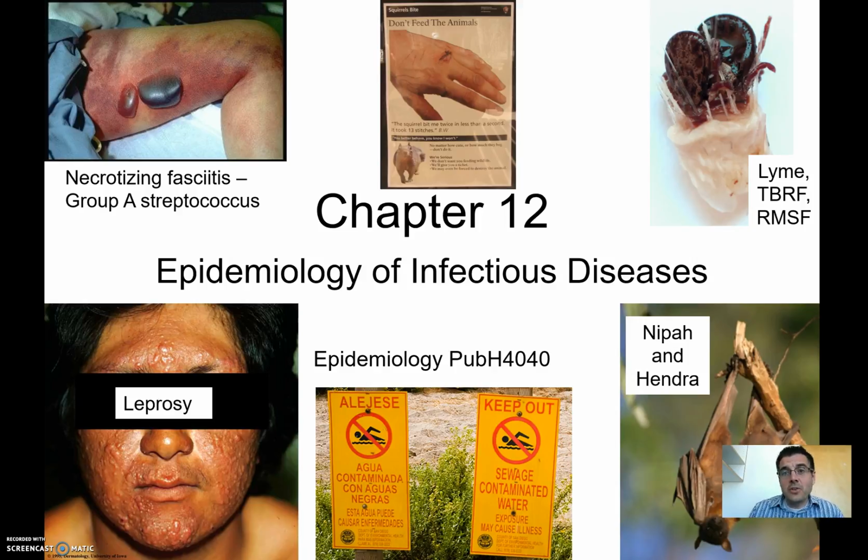We have pictures that you can see on this slide where we have necrotizing fasciitis, which you guys have heard before, with group A strep. This is the type of bacteria, the flesh-eating bacteria that you've heard of before. There's also a slide here demonstrating leprosy or Hansen's disease, or the infamous armadillo that we've talked about at the beginning of the semester.